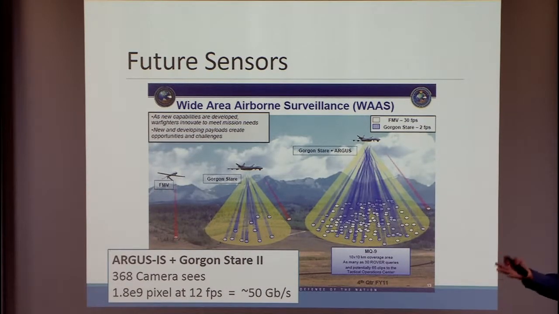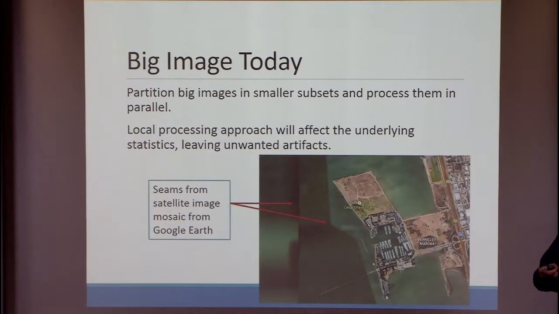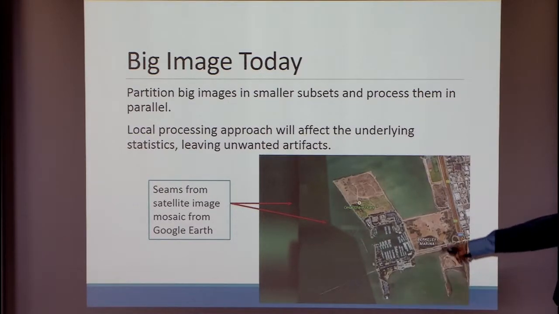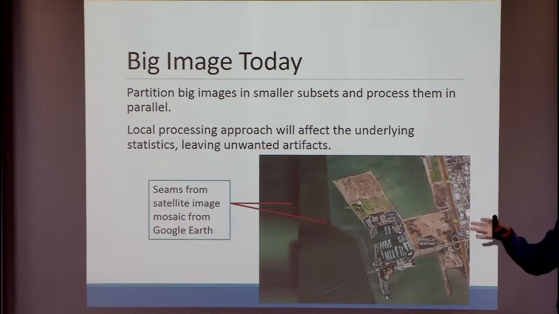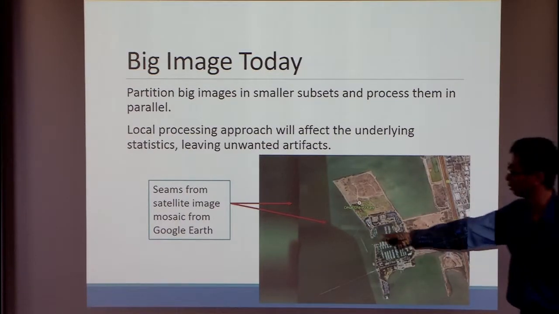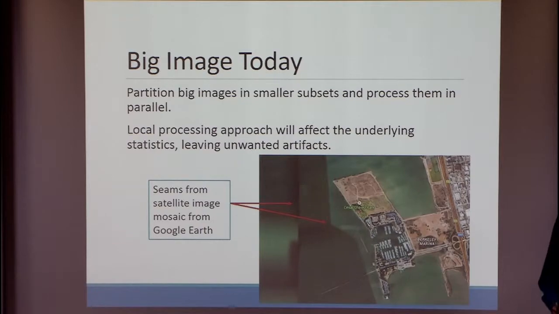So how do they actually go about doing this? Today, what people do is take big images, chop them up, and process them in parallel without having any notion of the overview of the image itself. For example, this is a Google Maps image, and you can clearly see seams where they partitioned the image. They don't bother trying to glue them up, because doing that is quite hard.